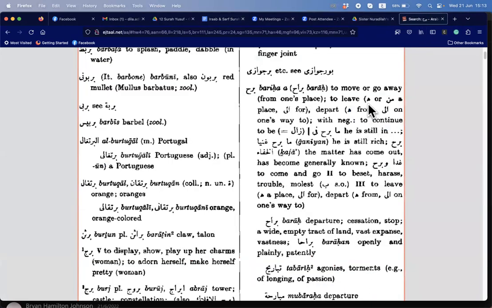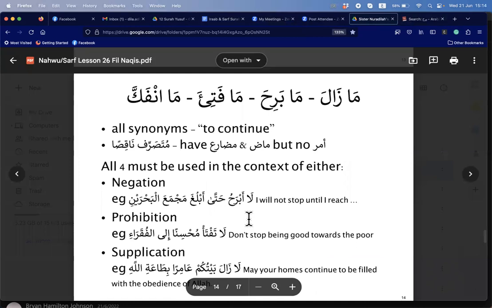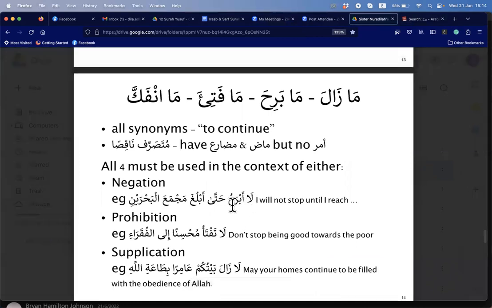Here this one is just the literal meaning, to leave basically, to move, to go away from one space. It has to come with ma, right? For that meaning, no, it can be with la also. We have la here, la abarahu. There's no khabar here actually.